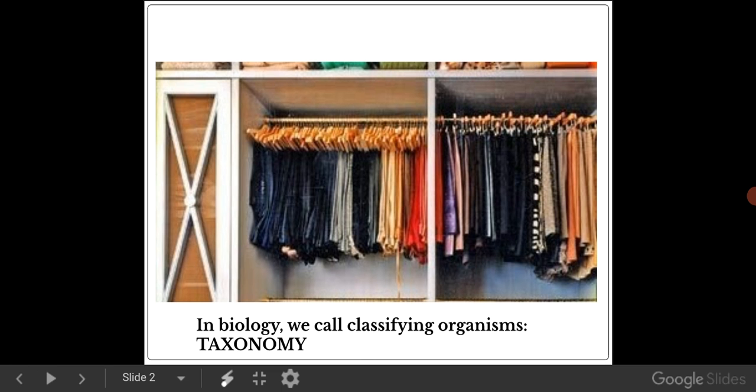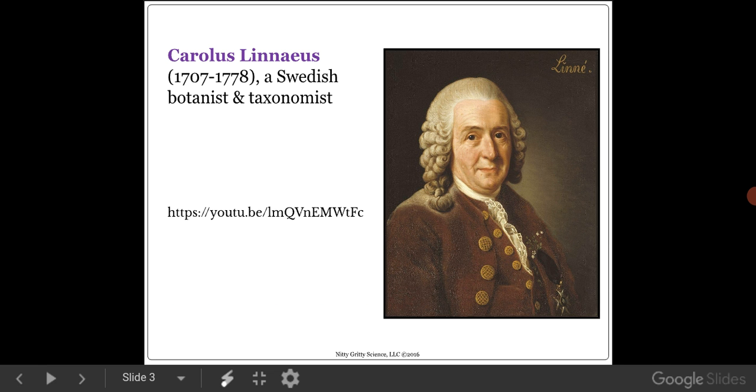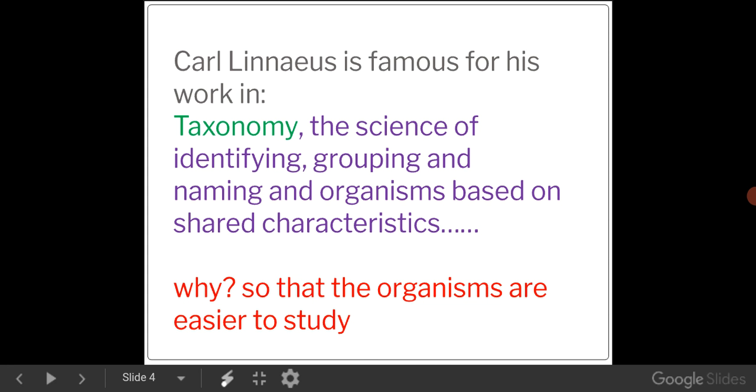In biology, we call classifying organisms taxonomy. And this sort of comes from this man right here, Carolus Linnaeus, who was a Swedish botanist and taxonomist. He's famous for his works in taxonomy, which is the science of identifying, grouping, and naming organisms based on shared characteristics. And the reason you group organisms or group anything is so that they're easier to study.